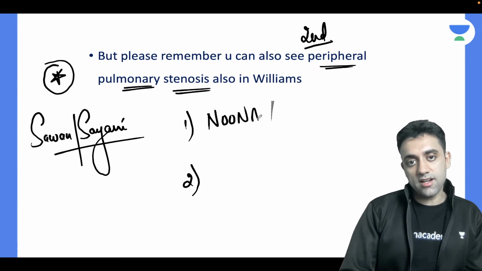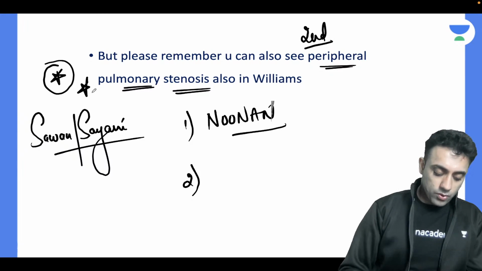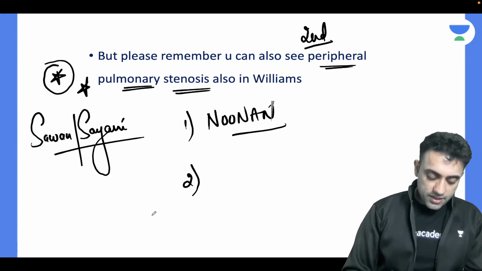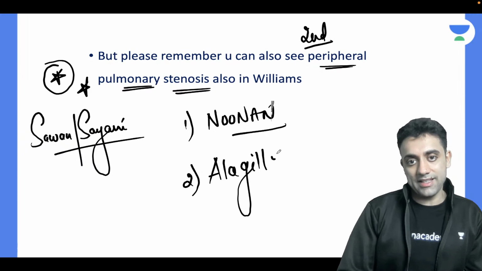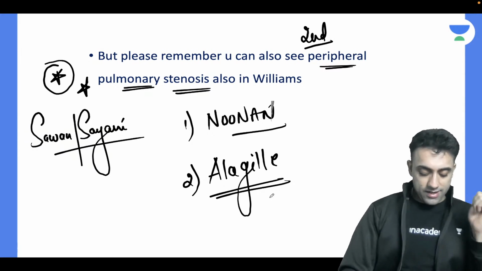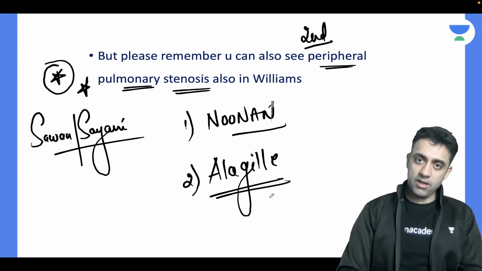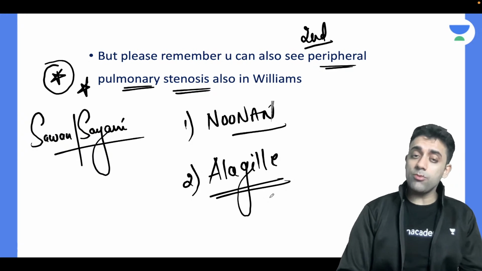The most common congenital heart disease in Noonan syndrome is pulmonary stenosis. And very importantly, what is the most common congenital heart disease in Alagille syndrome? Noonan syndrome and Alagille syndrome: in both, the most common congenital heart disease is pulmonary stenosis.